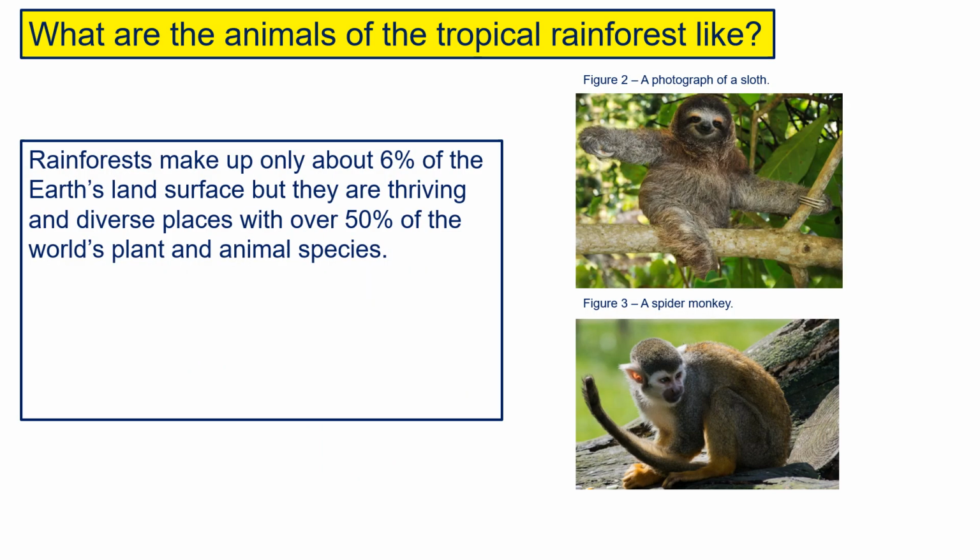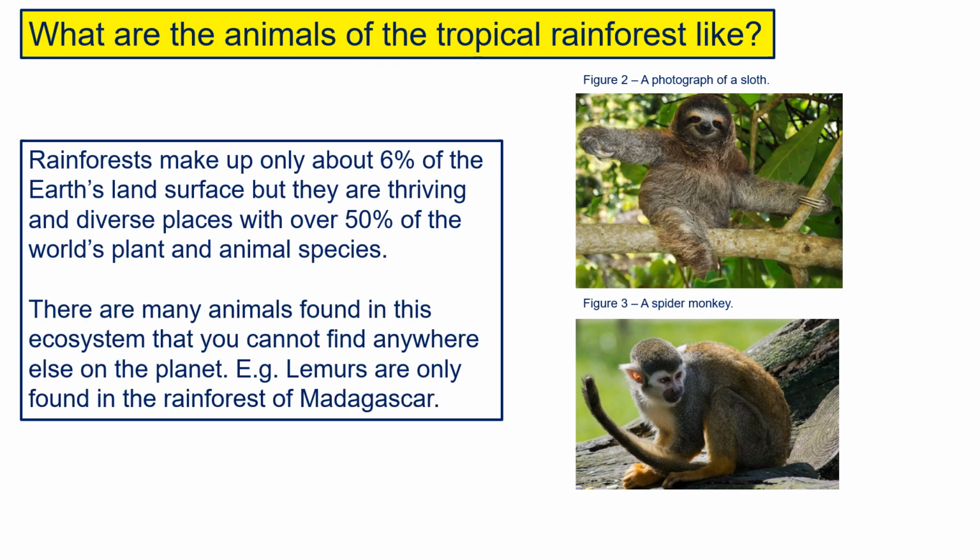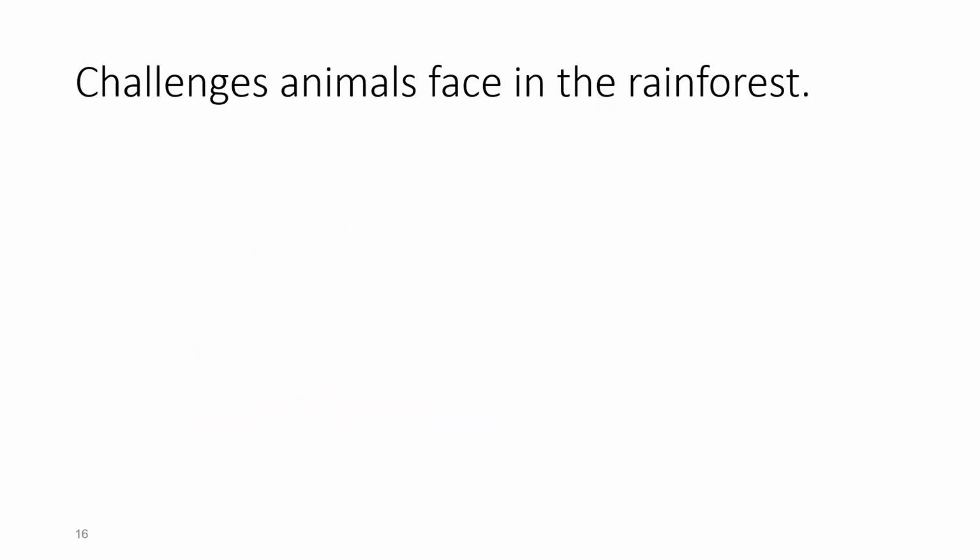So, animals and plants in the rainforest. Like I said, rainforests make up 6% of Earth's surface, but are home to over 50% of the world's plants and animals. And this provides a challenge. There's massive challenges in the rainforest for animals and plants, and you need to know them. One challenge, lots of rain.